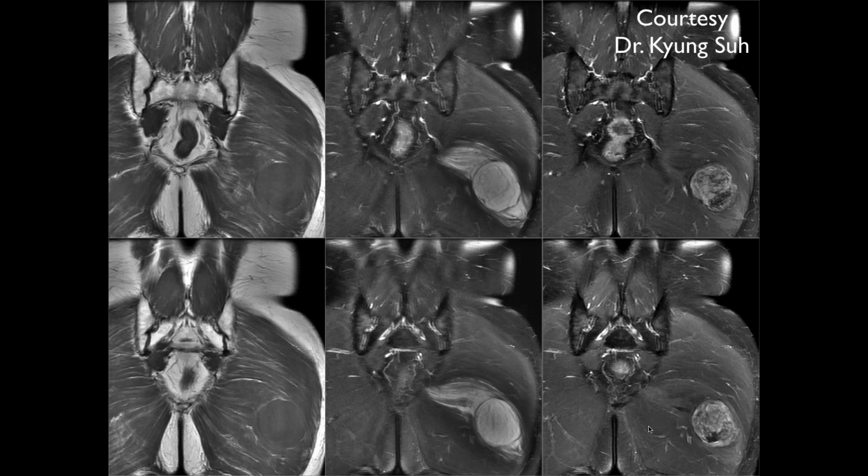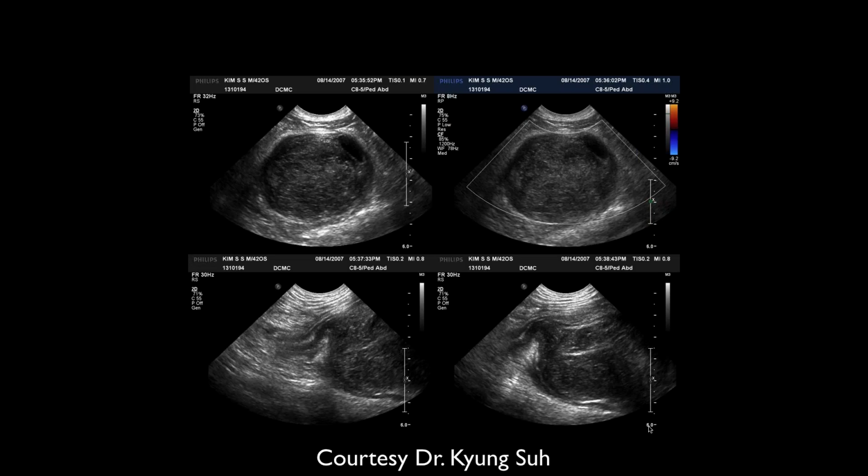Now this lesion on the coronal images is well demarcated. There is maybe some associated edema within the musculature surrounding the mass. The sonographic images are again well demarcated with some posterior acoustic enhancement through transmission. We do have Doppler, there's no vascularity associated with this, and I was going to say maybe another type of schwannoma.